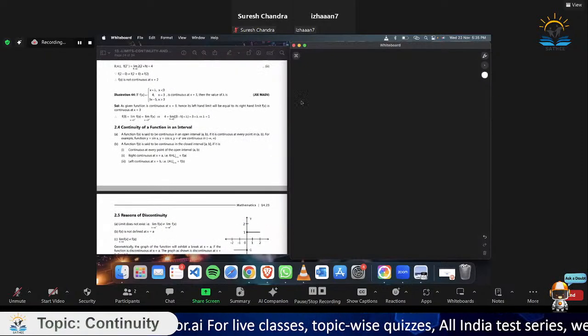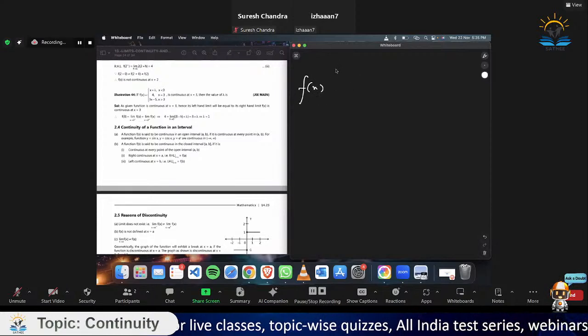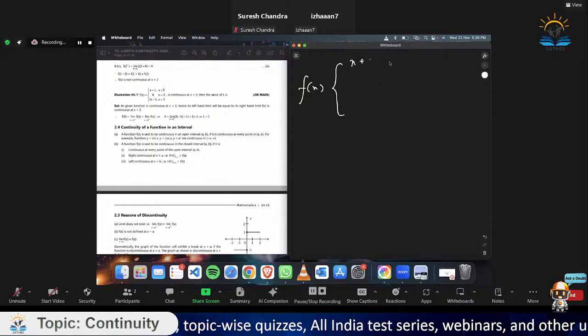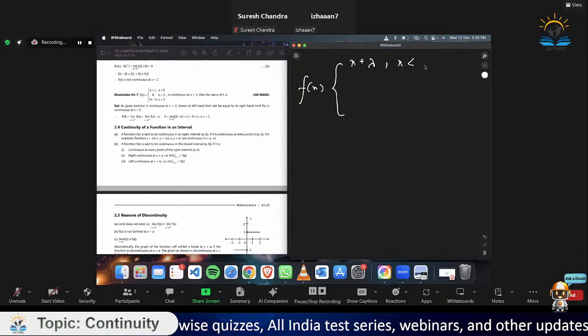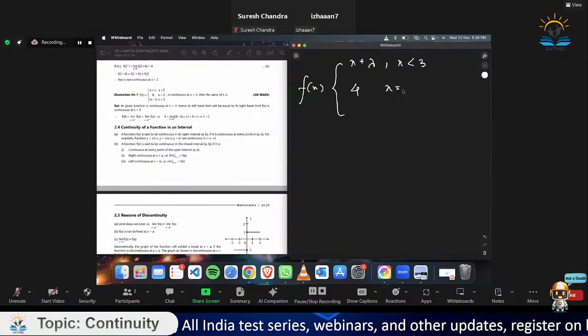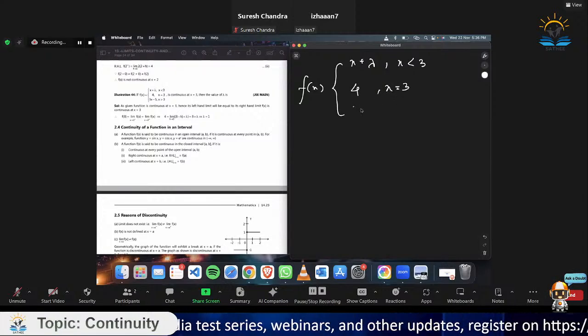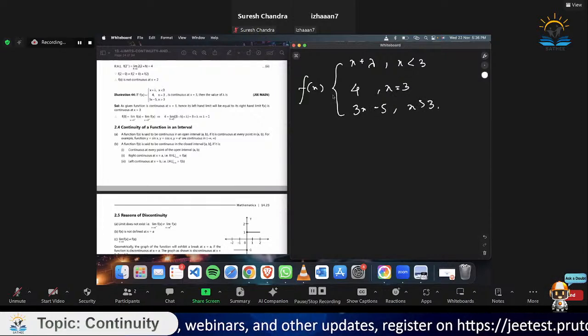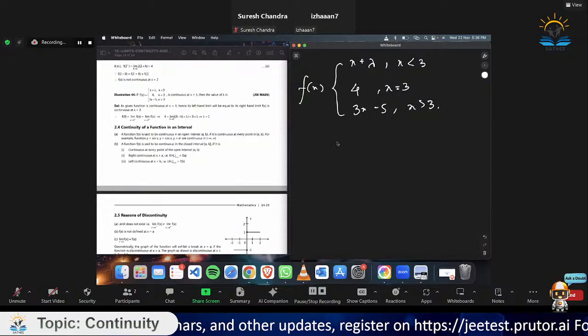Again, the behavior changes. So it is x plus lambda for x being less than 3. It is equal to 4 for x being equal to 3. And it is 3x minus 5 for x being greater than 3. All right, so I've got these three behaviors in it.